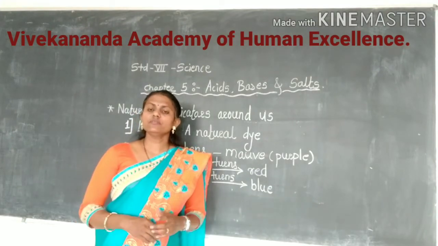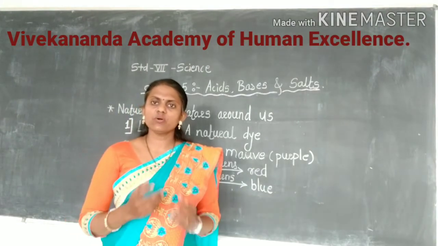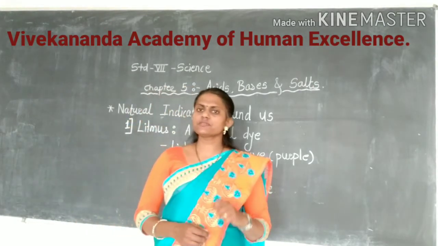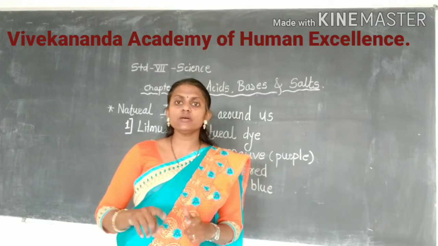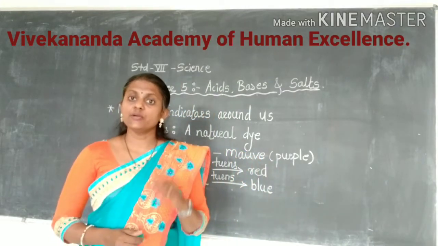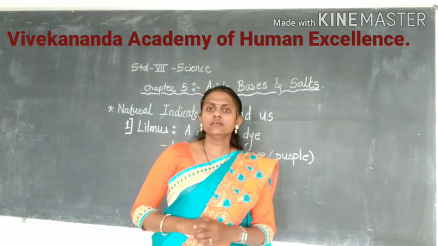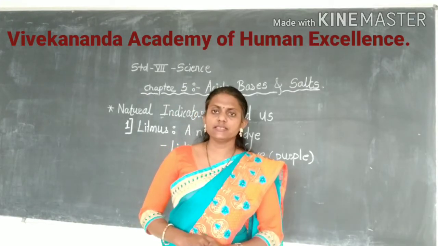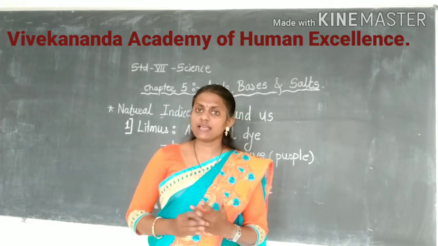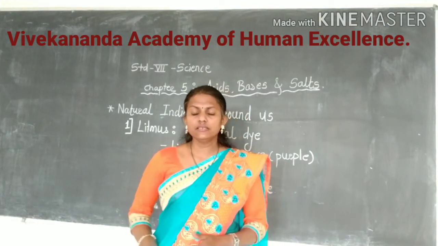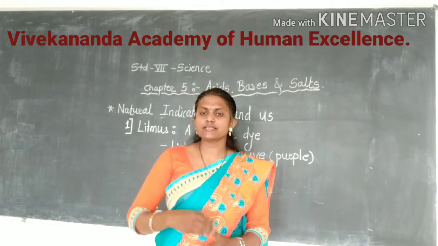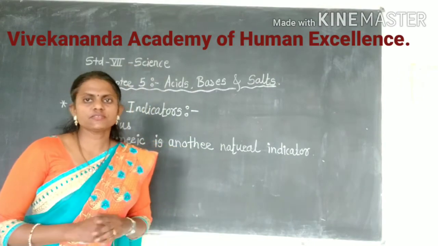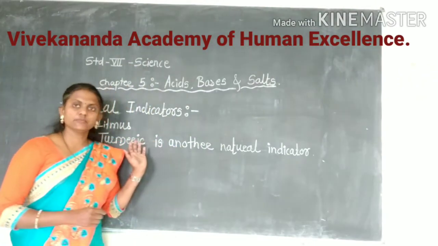Now see, one very amazing thing: water is a very amazing solution. When we add acidic substances to the water, the water turns acidic. And when we add any basic substance to the water, the solution turns basic. So what we add to the water gives it the property of being acidic or basic. Now another natural indicator is turmeric.